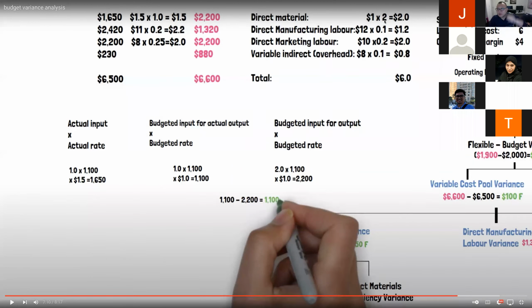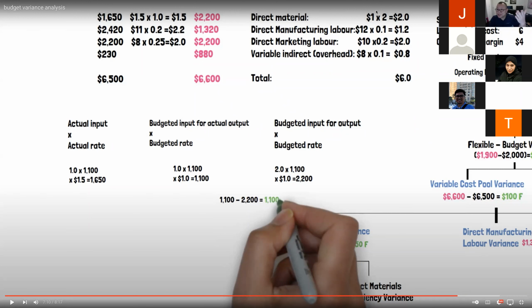So for each output unit, that's the bowl, right? That's the product. I need probably 2 pounds of clay, something like that, right? And each pound of clay is going to cost $1. That's what this means, okay?